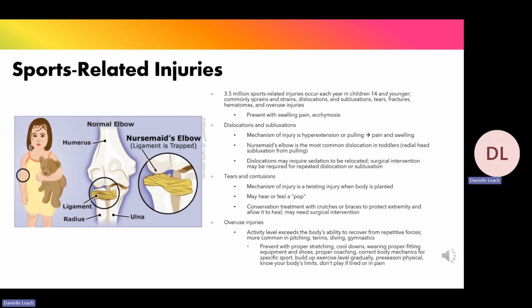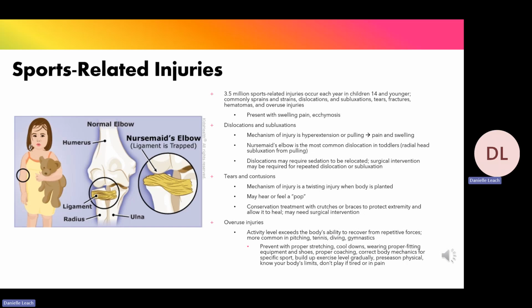Sports-related injuries are very common in children. There's 3.5 million sports-related injuries that occur each year in children 14 and younger. Commonly, these are things like sprains and strains, dislocations and subluxations, tears, fractures, hematomas, and overuse injuries. So usually with these sports-related injuries, they'll present with swelling, pain, and bruising.